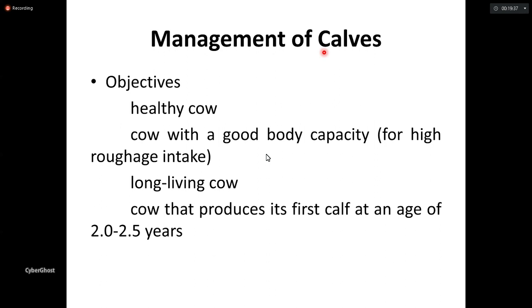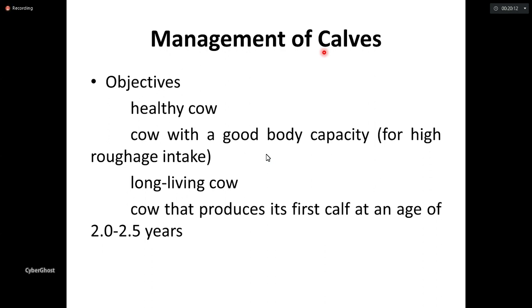Because dairy calves are really important, they are the replacement herd within a few months of time, right? So therefore we want to have a very good healthy cow in the future. In addition, you want an animal with very good body capacity, because they should be able to consume lots of roughages, right?